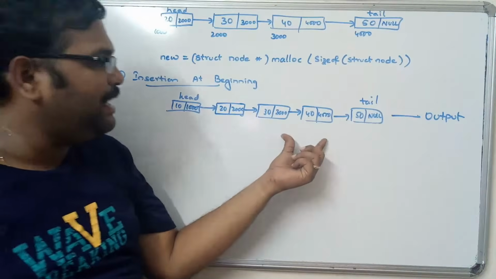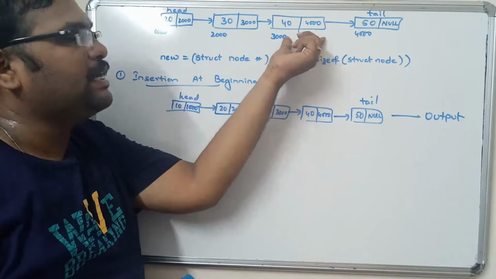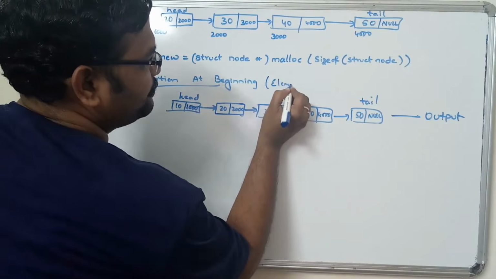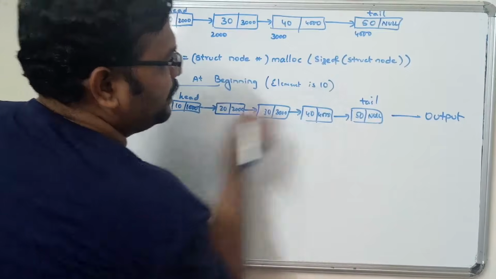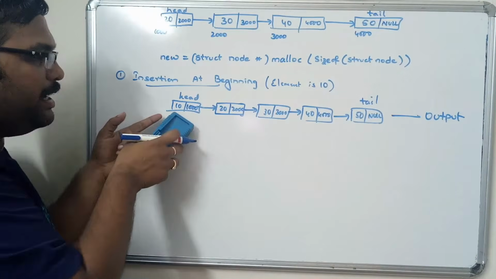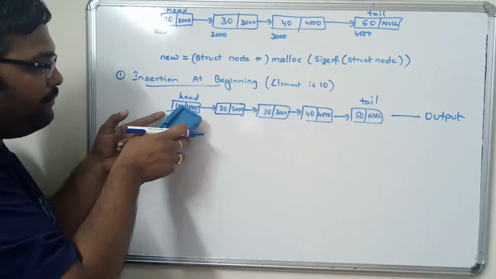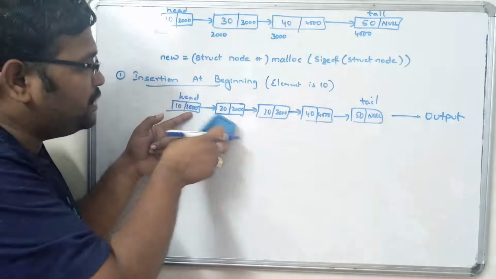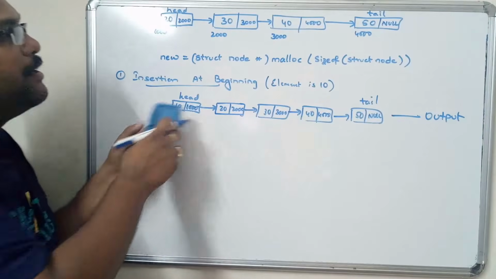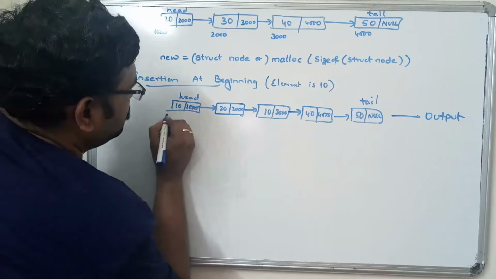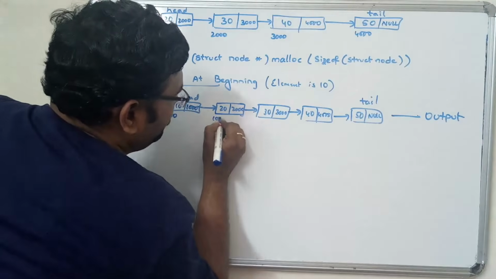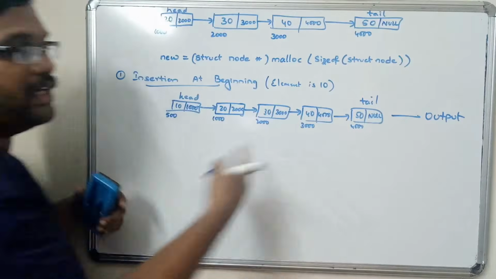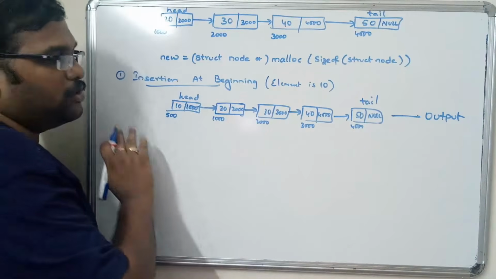So after inserting a node to the existing list, which is 10, right? So the element is 10. So 10 will be inserted at the beginning, and for this node, the address must be the next node address. That means 20. So 20 address will be here. It will be some 500, some 1000. So this is the address location, right? Let us assume. So this is the output.